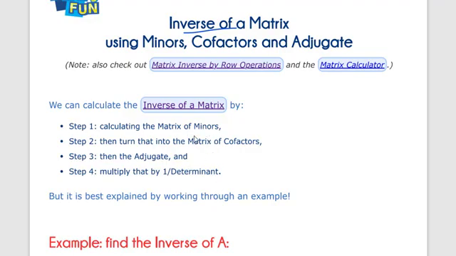So here, first of all, the first step is we calculate the matrix of minors, then transfer them into cofactors, and then transfer them into the adjoint. So there are 3 steps involving the adjoint of a matrix. Then the last step is our simple step: multiply by 1 by determinant, same equation.